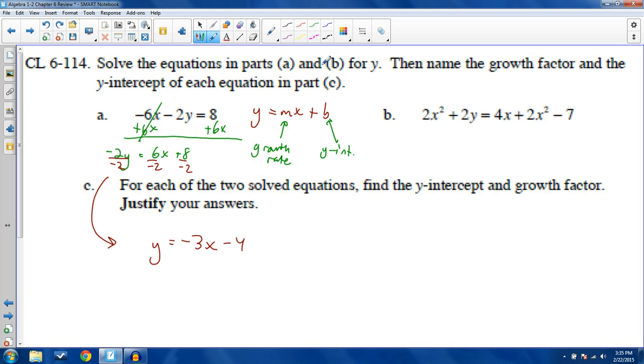In part C, they want us to do growth rate and y-intercept. I'll do that in a second. Okay, this one, solve for y. Let's move that 2x squared over by subtracting 2x squared from both sides. Notice these just go away. That's kind of a ridiculous part of this problem. So 2y equals 4x minus 7. Divide both sides by 2.